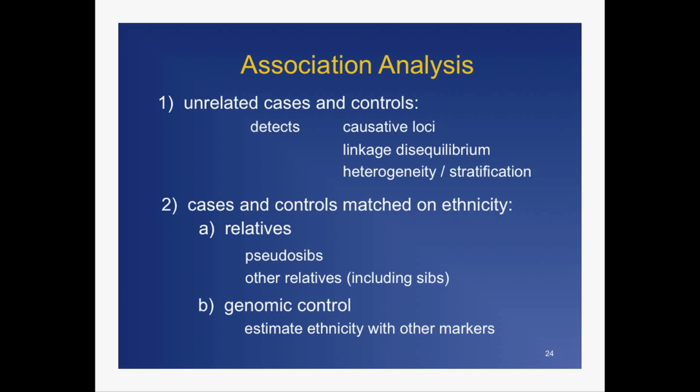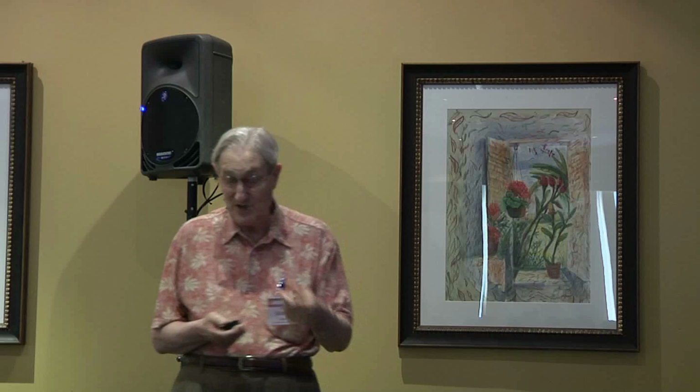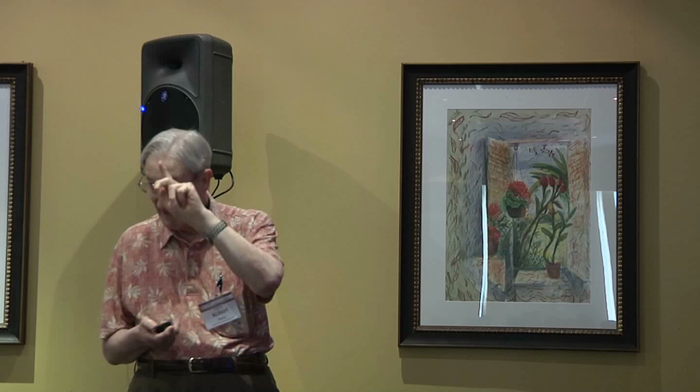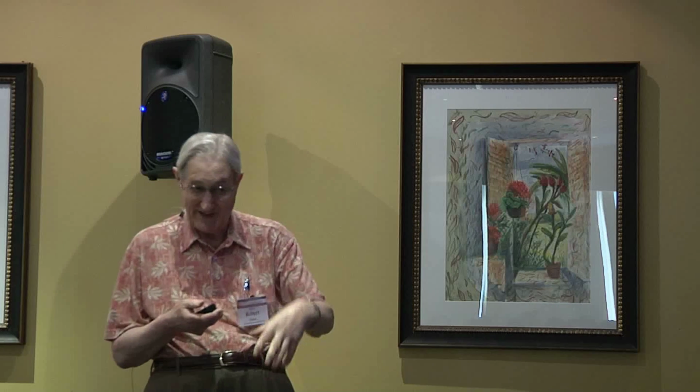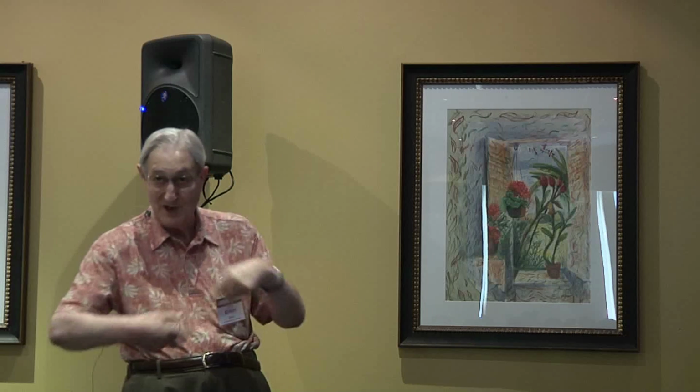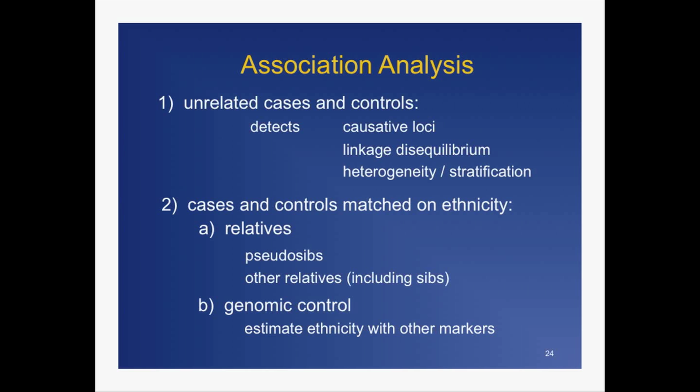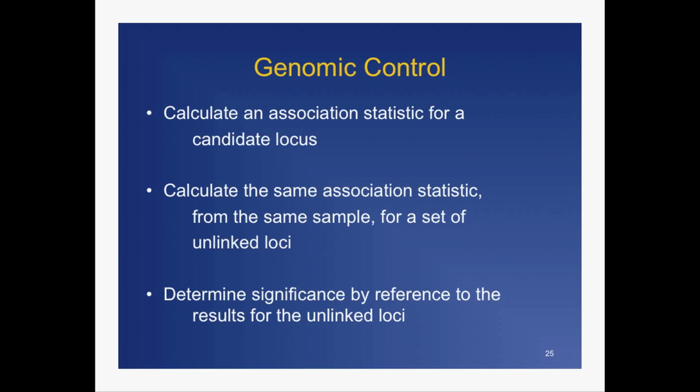But if they're matched on ethnicity, then that helps. You could have relatives, the pseudo-sibs, in other words, the sibs that never were. That's a bit like the TDT test is using that. It's comparing what you have in your affected sibs with the sibs that never were, okay? Or other relatives, okay? You can use genomic control in the sense of estimating your ethnicity with other markers. But genomic control is something all by itself.